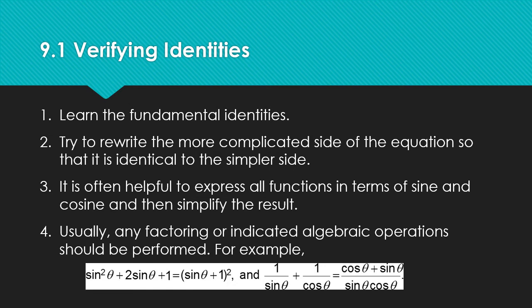Usually, any factoring or indicated algebraic operation should be performed. And notice here what we're doing. Sine squared of theta plus 2 sine theta plus 1. That is like x squared plus 2x plus 1. That can be factored. When you've got two fractions that you're adding together, give them a common denominator and combine them. You usually want to do that.